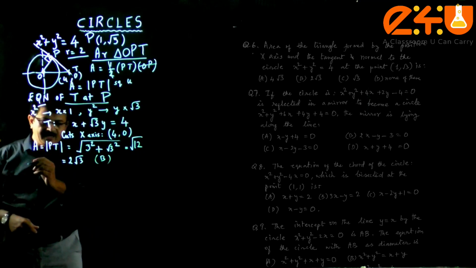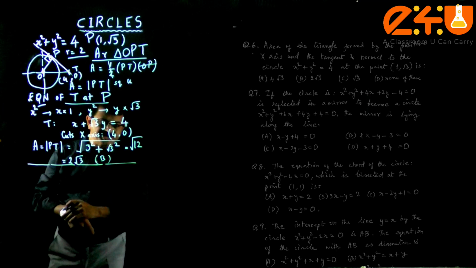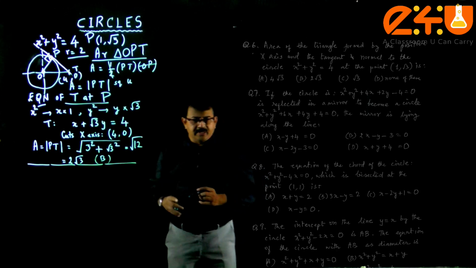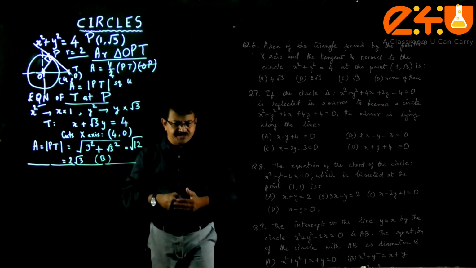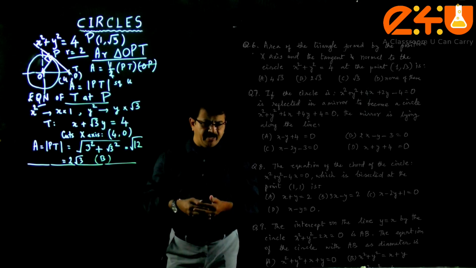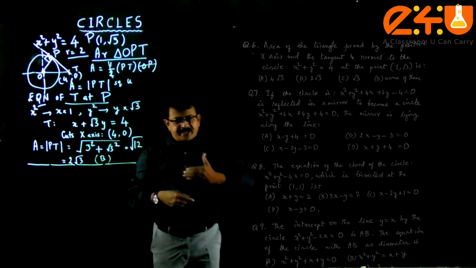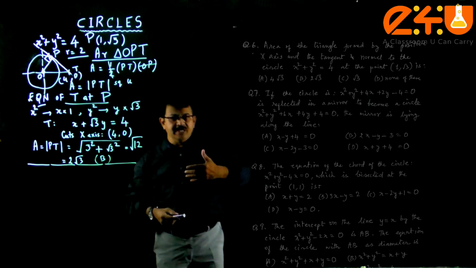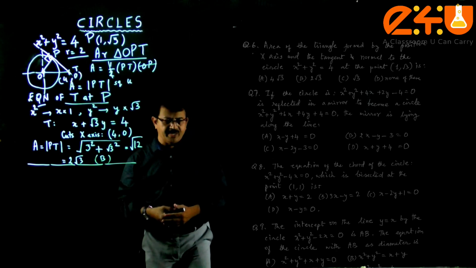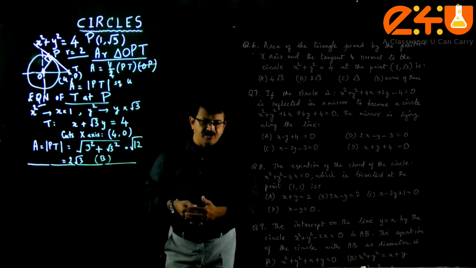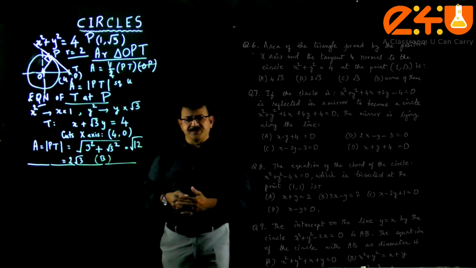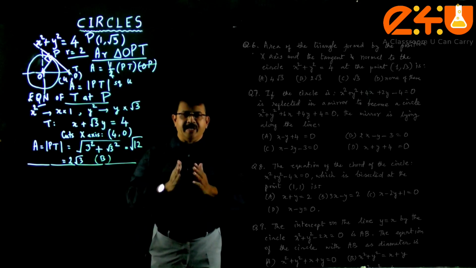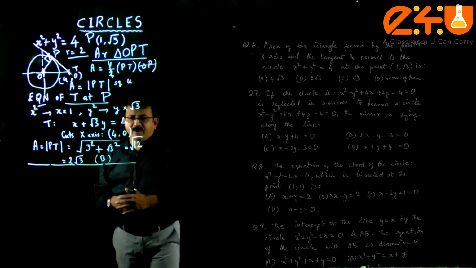So let's stop there and move on to the next question, number 7 here. Let me read the question for you. The circle is given: x squared plus y squared plus 4x plus 2y minus 4 equal to 0. It is reflected in a mirror. After reflecting, the given original circle becomes another circle, x squared plus y squared plus 6x plus 4y plus 4 equal to 0. The question is, what is the equation of the mirror?